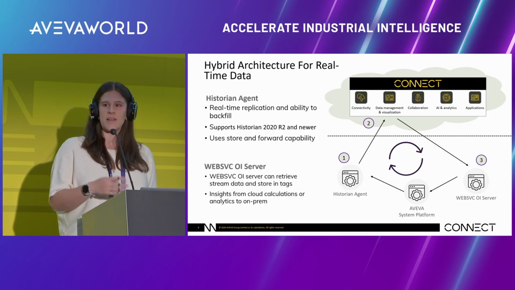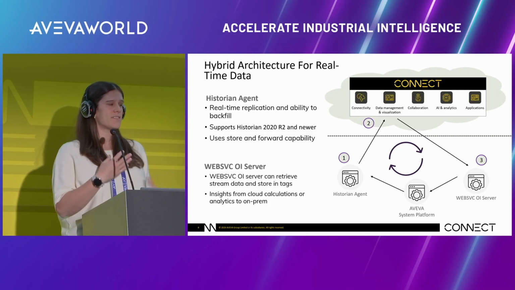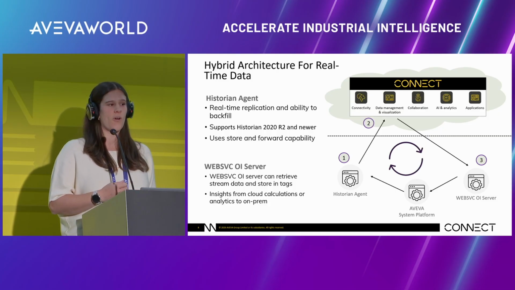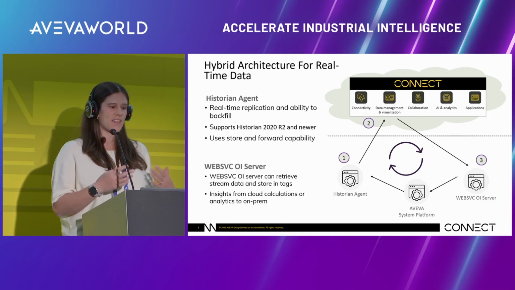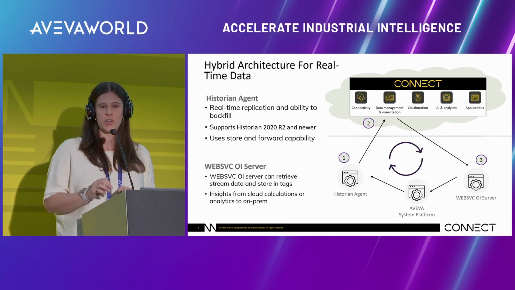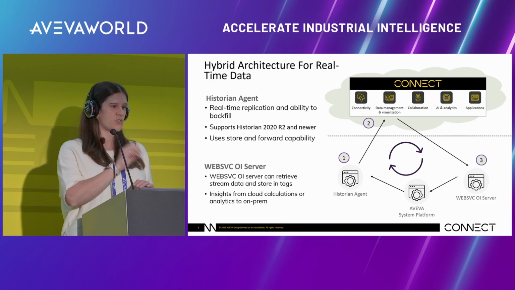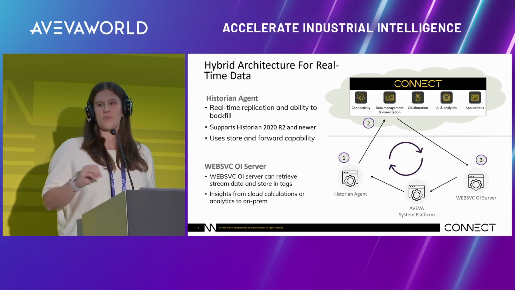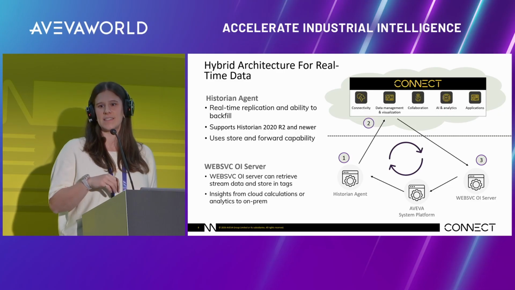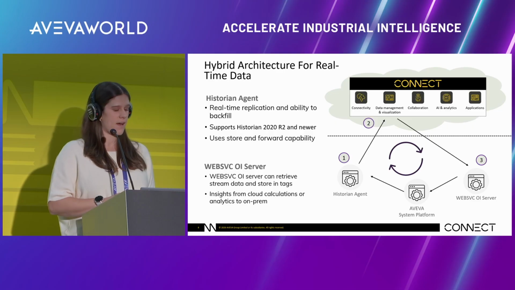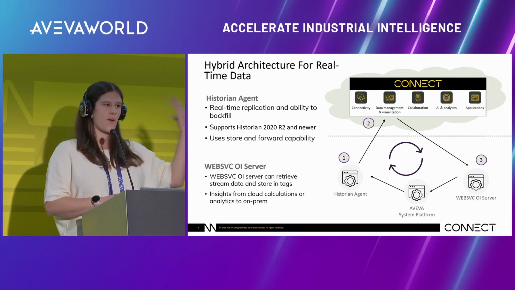And I didn't mention this earlier, but let's say you have some insights in Connect, like you did some forecasting, or you have something that you want to send down to the plant floor. You can use the web SVC OI server to subscribe to those streams in Connect through the API. And then you can write that back to different tags down in System Platform.